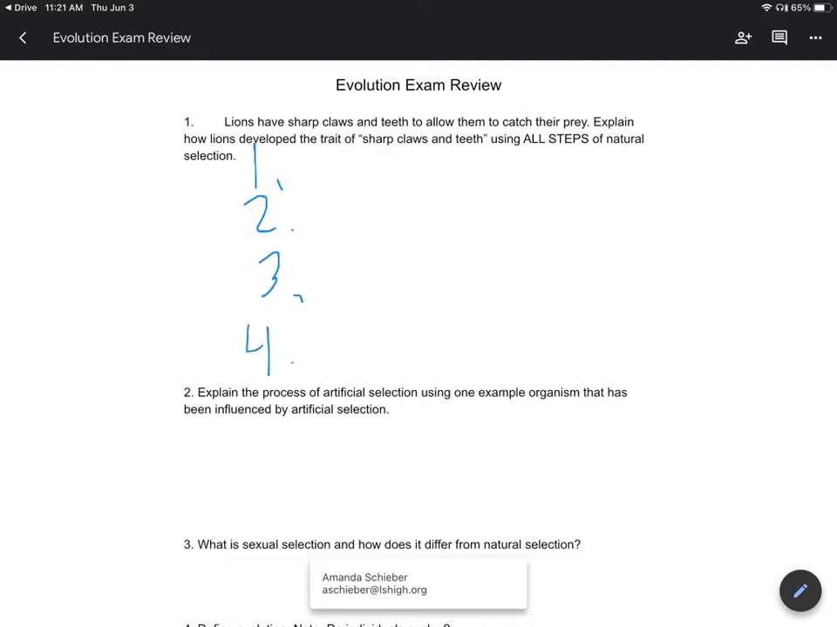And then the last step, the key part, I'll even write it. The lions with the sharp claws and teeth will pass that trait on to their offspring, thereby it becomes more common in the population. So again, it's about who lives, who dies. The lions that have the less beneficial traits are more likely to die. The lions with the more beneficial traits are more likely to live, and then they will pass on those traits to their offspring.